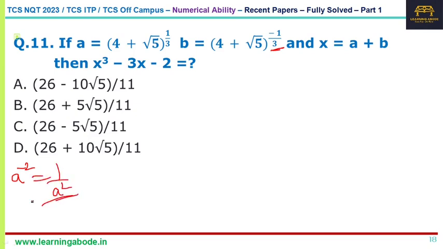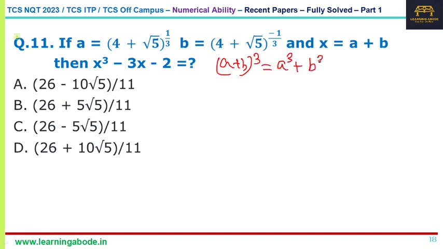This basics we know, and of course we need to know the (a plus b) whole cube formula. So (a plus b) whole cube is equal to a cube plus b cube plus 3a square b plus 3b square a, right? So now if a is this value, and if I have to write a cube, that means the whole cube, so this 3 and 3 will get cancelled. What we get is 4 plus root 5, okay. Now that's the first term in this.